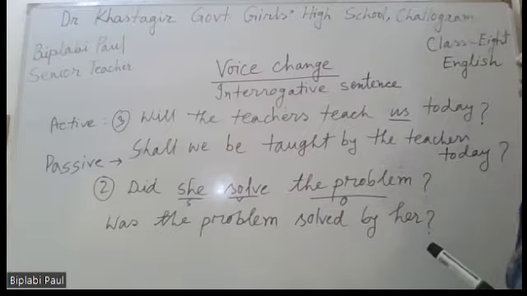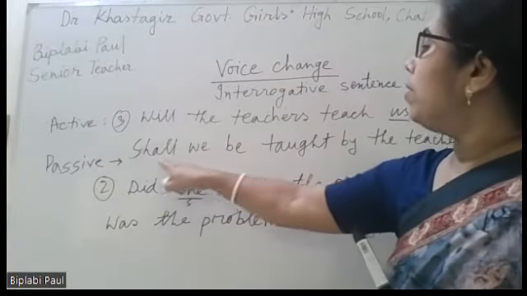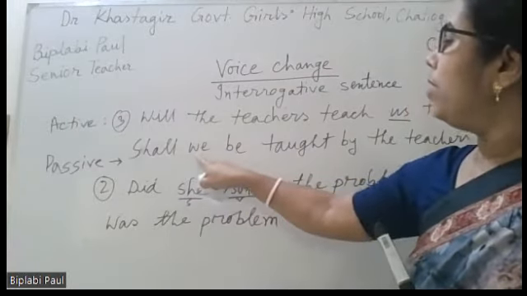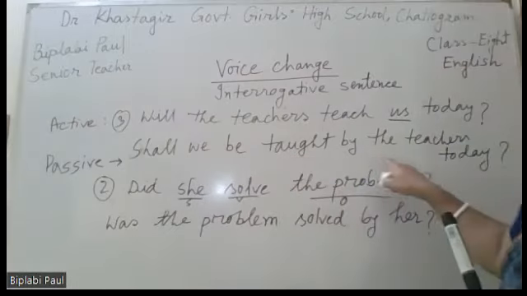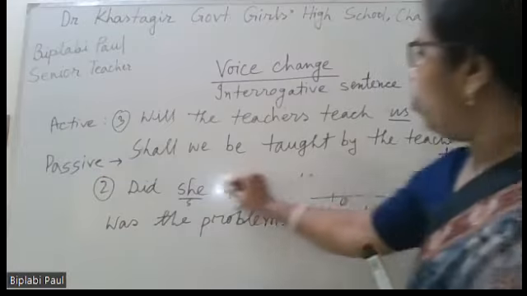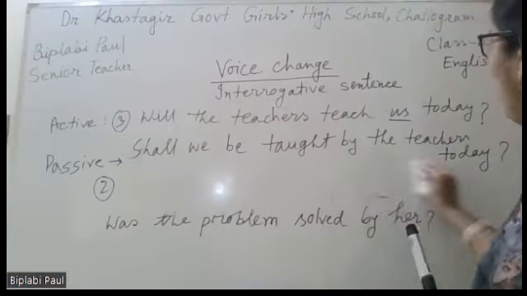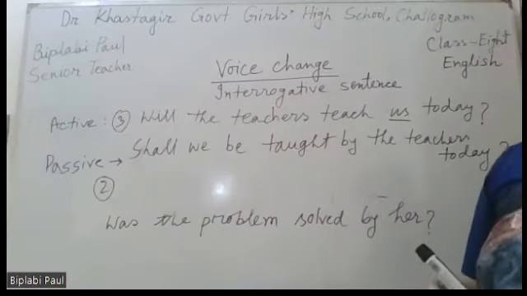Then, number 4. Here the answer will be "shall we". For "shall", we are writing here "shall" for "we". Shall we be taught by the teachers today? Then number 4.